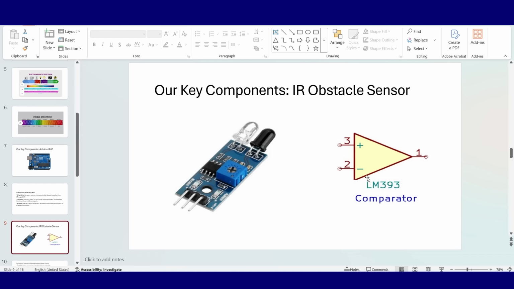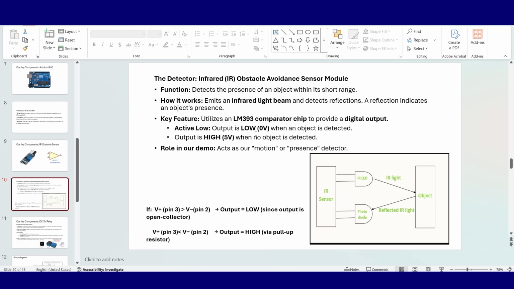What is a comparator IC? Probably we have to go back to the digital circuits which we learned in our engineering. We give two inputs at pin number 2 and pin number 3 of a comparator. The comparator checks both the voltages, and if the result is positive, it will return high. If the result is negative, it will return low. Let's get into depth of it. The IR obstacle avoidance sensor module that we are discussing detects the presence of an object within its short range.